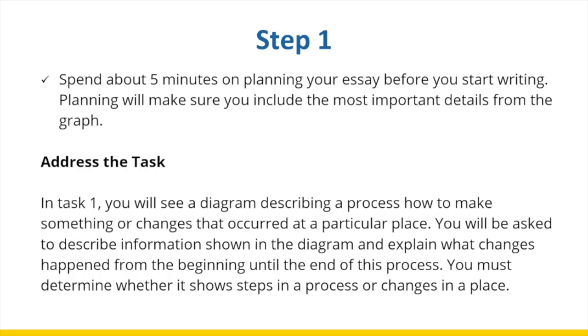But anyways, let's go ahead and talk about addressing the task and what it means. Addressing the task. So in task 1, you'll see a diagram describing a process, how to make something. It can be even how to make a phone, how to build a phone, or how to make coffee, or how to make a plane. So you might see different diagrams, and some of them might look a little bit crazy too, but you have to determine whether you have a process, how to do or how to make something, or you have changes that occurred at a particular place.